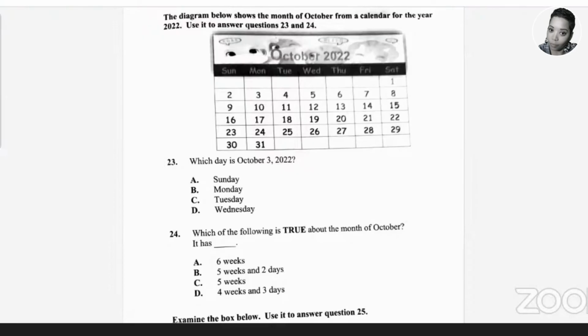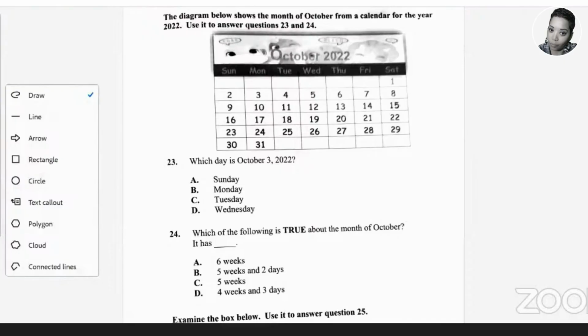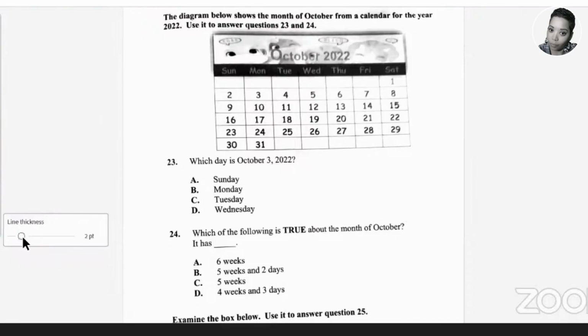Which day is October 3, 2022? So we're going to have to look at the calendar. October 3, that's a Monday. So our answer is B, Monday. Which of the following is true about the month of October? It has 6 weeks, 5 weeks and 2 days, 5 weeks, or 4 weeks and 3 days.